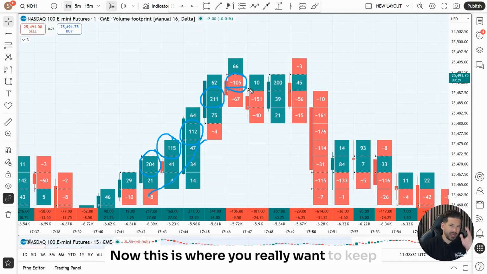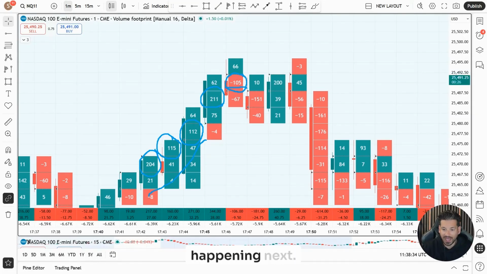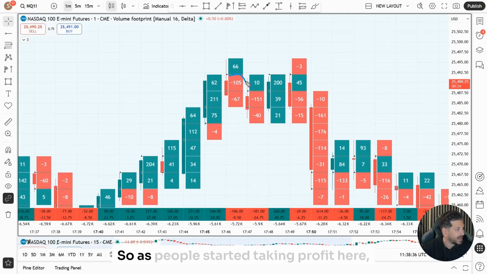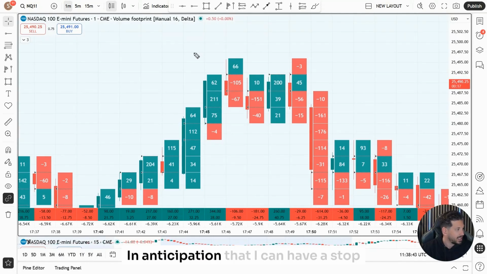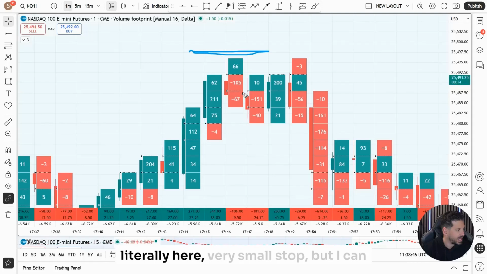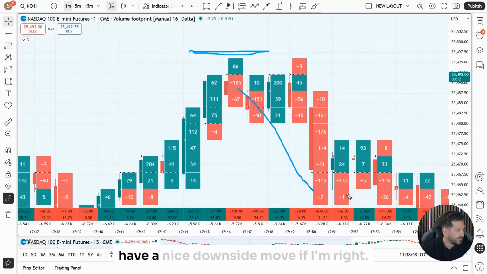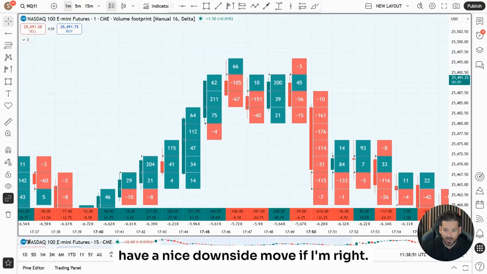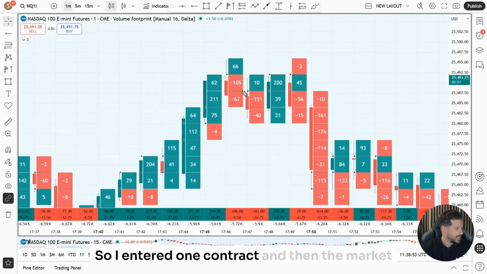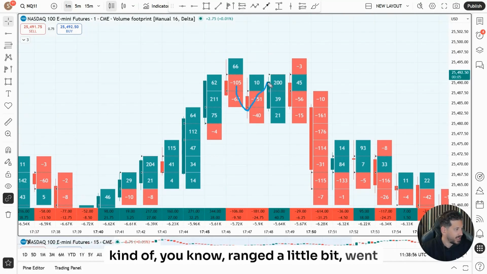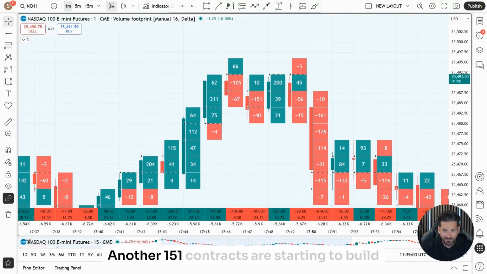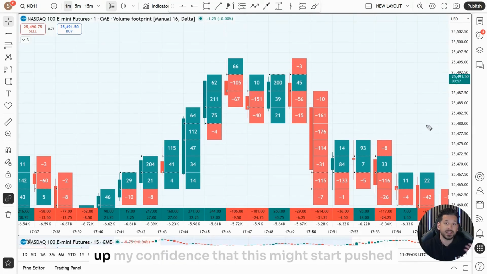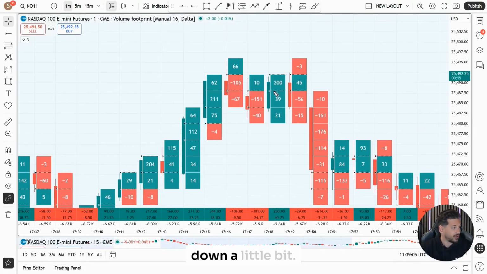Now this is where you really want to keep your eye on the market and see what is happening next. So as people started taking profit here, I entered one contract to short it, in anticipation that I can have a stop literally here, a very small stop, but I can have a nice downside move if I'm right. So I entered one contract. And then the market kind of ranged a little bit, went up, went down. You can see more people taking money out of the market here. Another 151 contracts are starting to build up my confidence that this might start to push down a little bit.